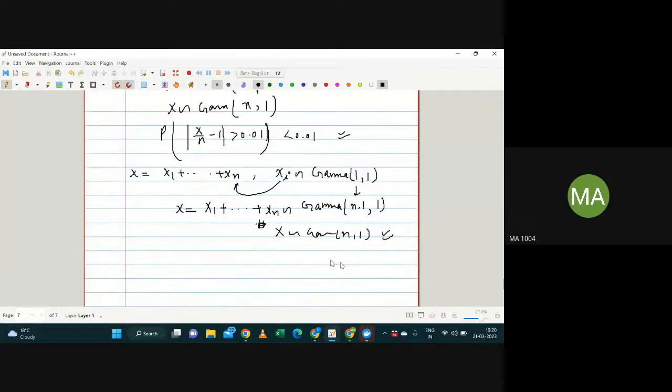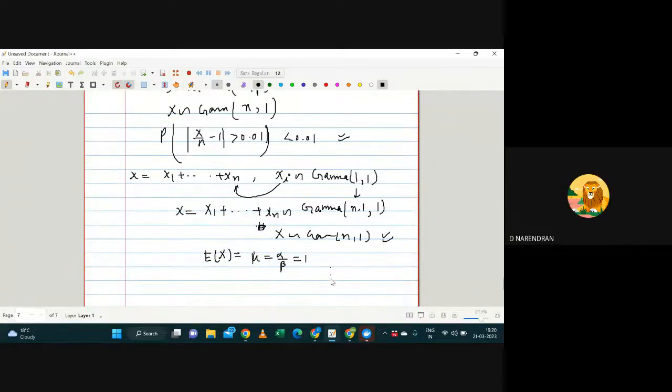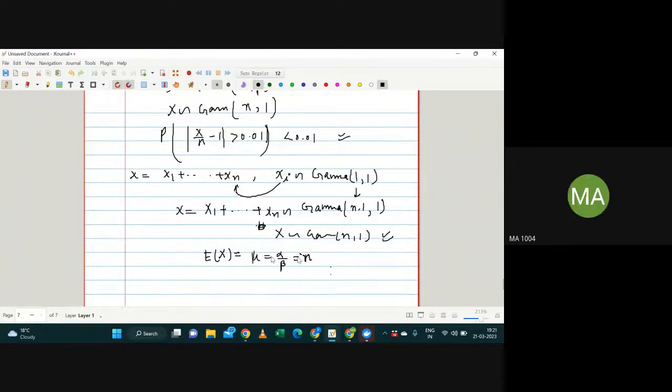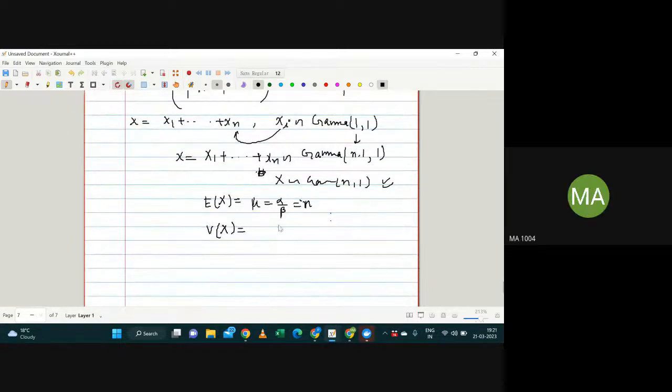So tell me, what is the expected value of X? Alpha by beta, that is n. And the expected value of Xi will be 1, right? Yes, sir. And the variance of Xi will be 1, correct? Yes, sir. What is the variance of X? Again n. Okay, so what is the variance?